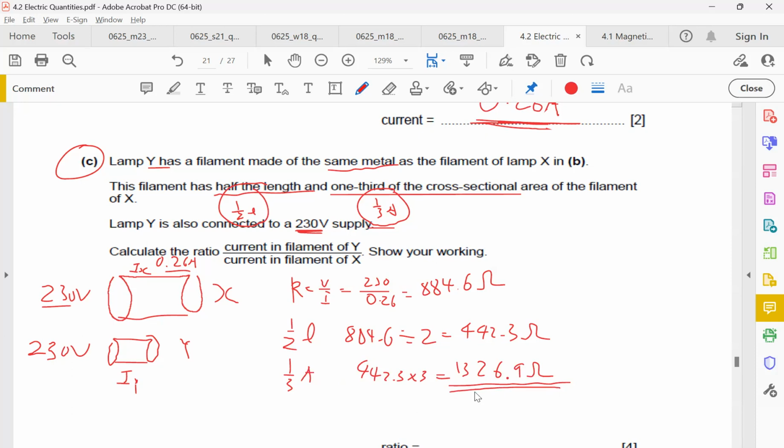Okay. Now with this resistance here and with this voltage, can I find the current? Find me the current and put the ratio in. That's why I say both of you guys were quite close. I think you somehow swapped it the other way around.